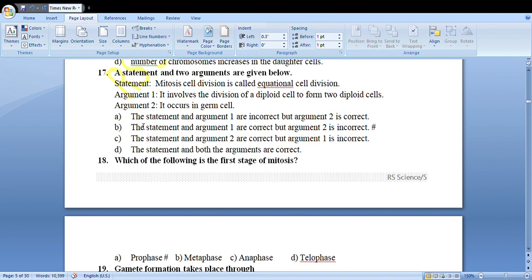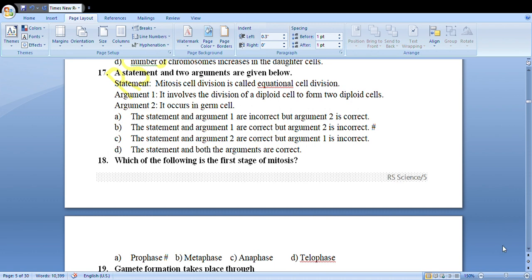Now here are the options. Statement and argument 1 are correct, but argument 2 is not correct. Statement and argument incorrect, but argument 2 is correct. This is not right. Statement and argument 1 are correct, but argument 2 is incorrect. This is right, because the statement and argument 1 are correct, but argument 2 is incorrect. So option B is the correct answer.